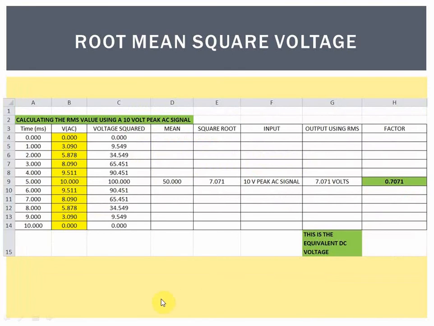And I've taken those values and put them in a spreadsheet. Here we have the time in milliseconds, and here we have the corresponding voltage at various points. Here's the voltage at 1 millisecond, here's the voltage at 2 milliseconds, 3 milliseconds, and so on, all the way up to 10 milliseconds, which is the first half of the cycle.